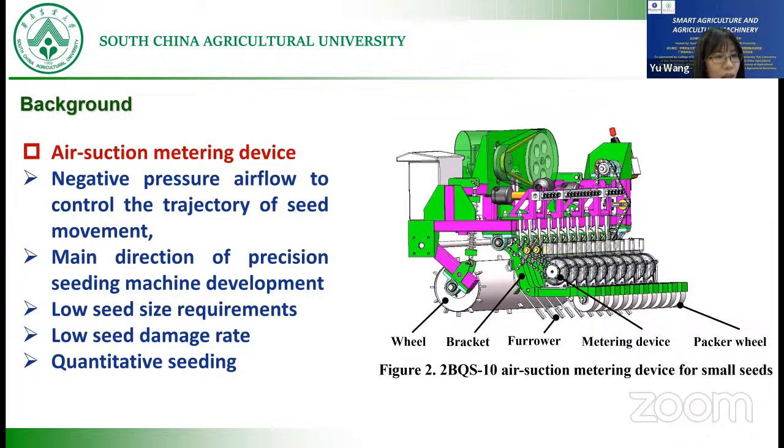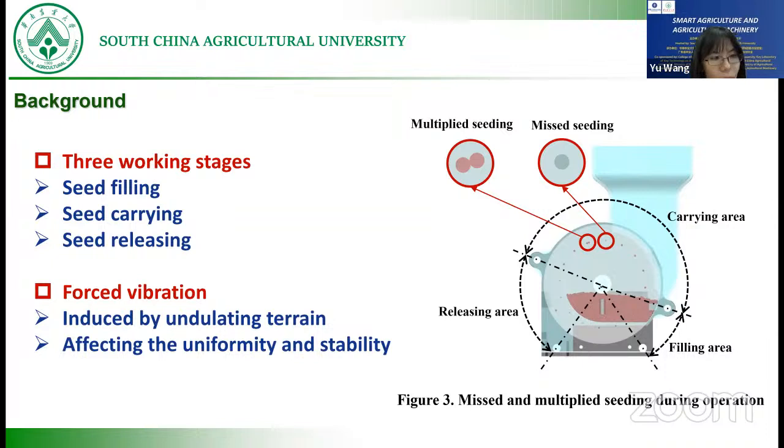It is also able to control quantitative seeding, one seed, one hole. So this is a major developing direction for the metering device. The working process of this kind of air suction metering device can be divided into 3 main stages. They are seed filling, seed carrying, and finally releasing into a hole on the ground.